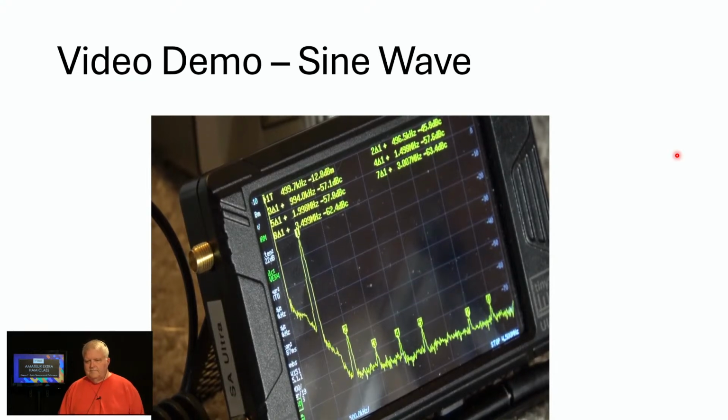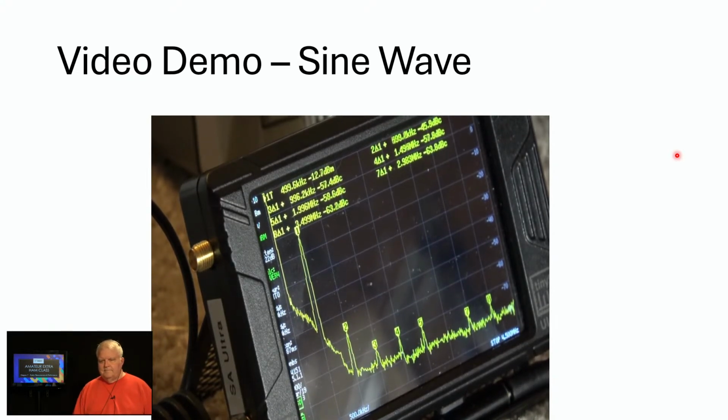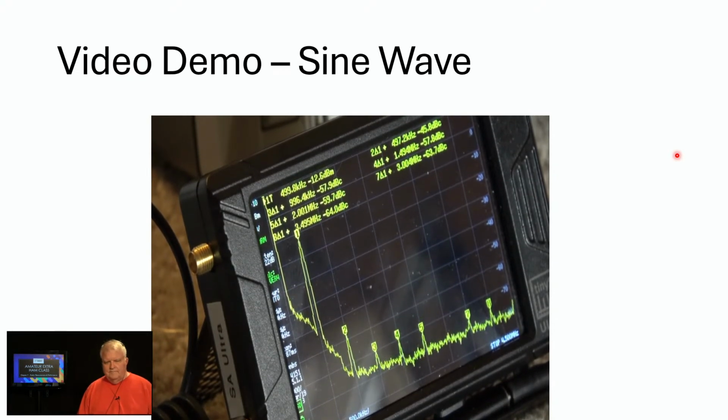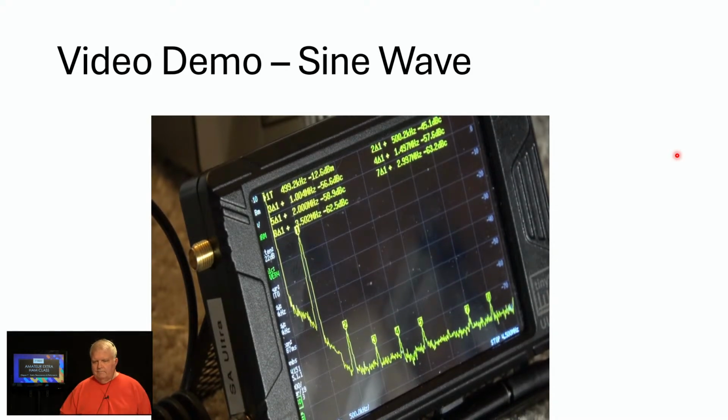So a sine wave is essentially a single frequency output. And so what you're seeing there is in the frequency domain. You're looking at amplitude on the vertical scale and frequency on the horizontal. And if you look very closely, you'll see that I misspoke, and the other harmonics are about 40 dB down from the fundamental on the tiny spectrum analyzer ultra. That's the device that's being used here.